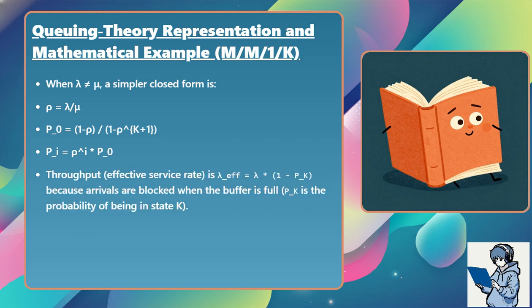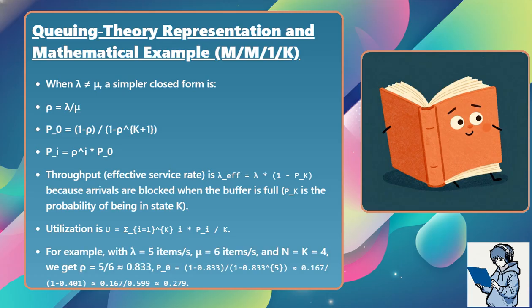Throughput, the effective service rate, is lambda effective equals lambda times (1 minus P_K), because arrivals are blocked when the buffer is full. P_K is the probability of being in state K. Utilization is U equals the sum from i equals 1 to K of i times P_i, divided by K.